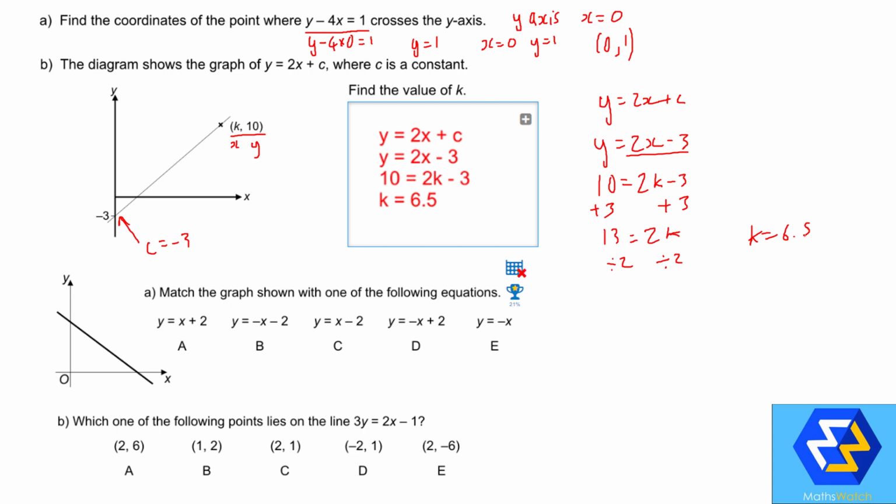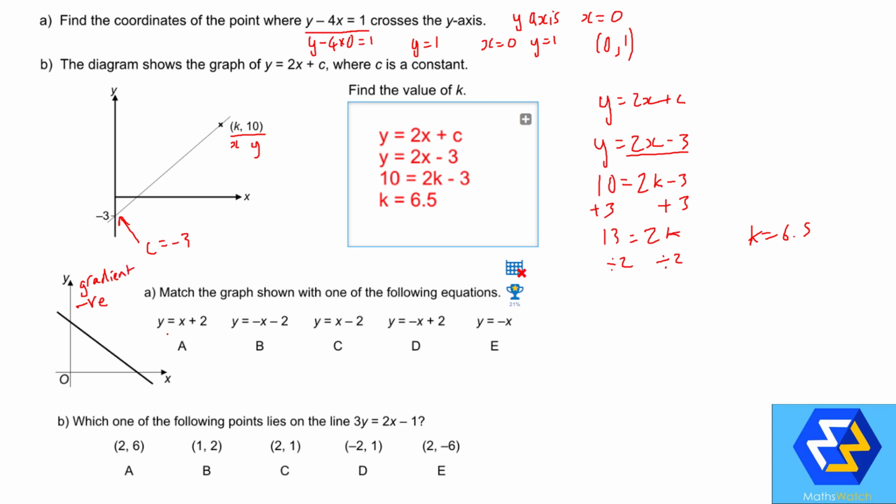And that's it. That's probably the ideal way that I would do that. Now, this one here, match the graph showing one of the following equations. So this is AO2, AO3 skills, higher level ability skills, and making sure you can match the graphs. Now, all I can say of this graph is you can look at it, you know the gradient is negative.